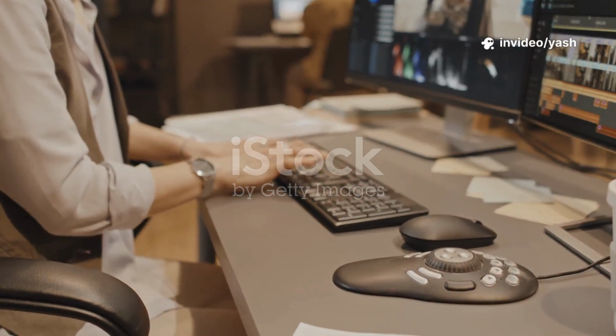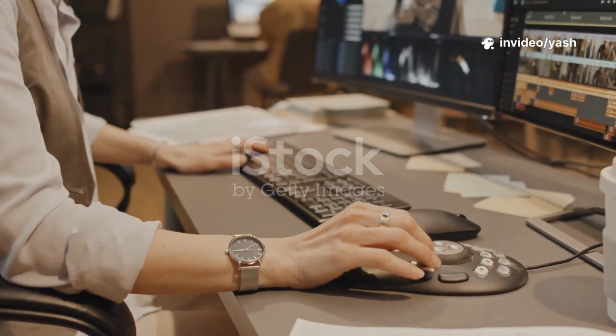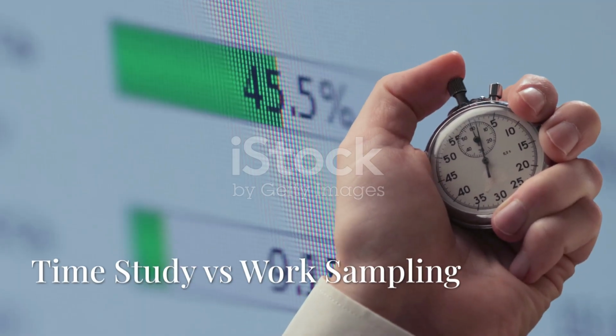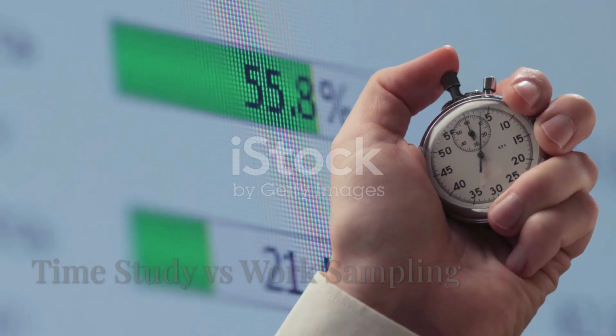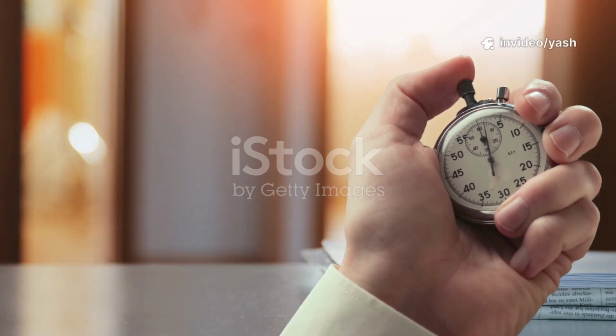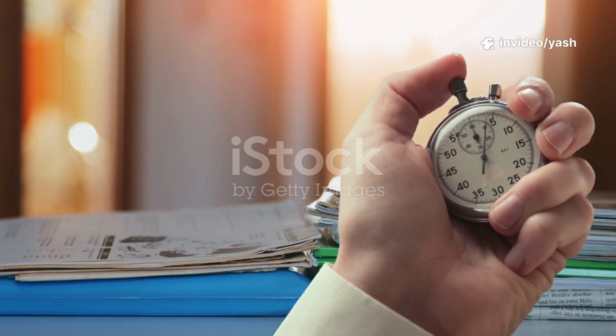Have you ever stared at someone working and wondered, are they super productive or just really good at looking busy? Well, today we are solving that mystery with two powerful tools, time study and work sampling. One uses a stopwatch, the other uses surprise attacks.